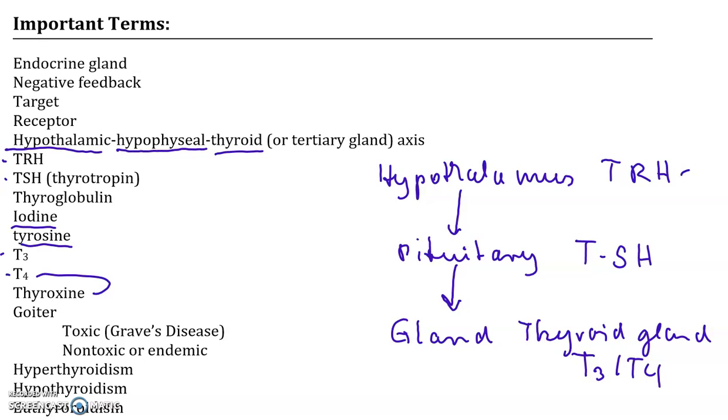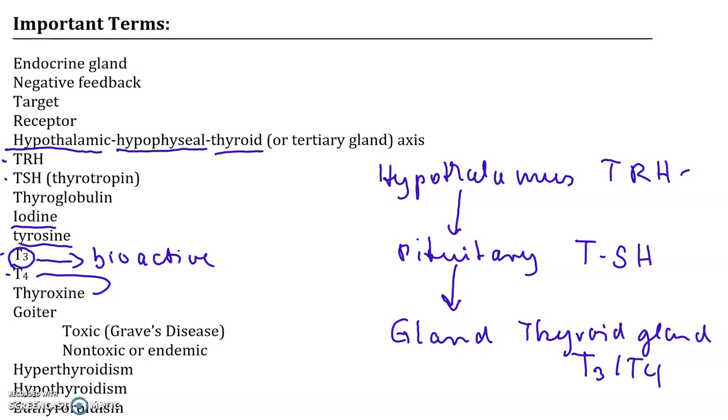Now, once it's at the target cells, then the biologically active form of the hormone is this one right here, the T3. So let's call this biologically active. Bioactive, to make it shorter. This one is the bioactive form. T4 is what's being synthesized by the gland for the most part, and the other term for T4 is thyroxine.